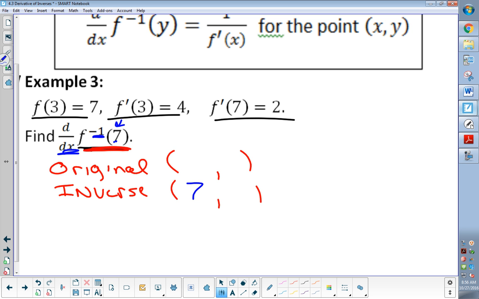Okay? So if I'm finding the inverse at 7, where does this 7 go in terms of the original ordered pair? The y. If it goes here, it's really the y value of the original. So I want to know what my original ordered pair is. I want to fill in the rest of this. If this is 7 and this is 7, the y value of the original is 7. What's the x value or the other number that I'm missing here? 3. Why 3, DeMarcus?